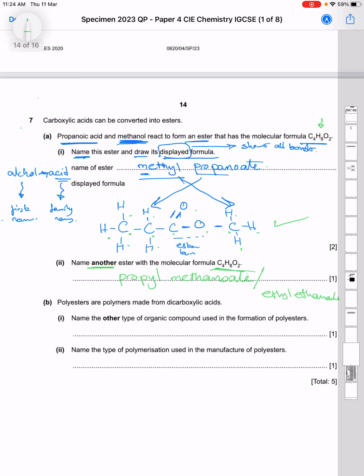Now let's do the last question. Polyesters are polymers made from dicarboxylic acids. Name other type of organic compounds used in the formation of polyesters. Not only dicarboxylic acid, you need as well a diol. Name the type of polymerization used in manufacture of polyesters. The type of polymerization used in the manufacture of polyesters is condensation polymerization. We all know this. It's a condensation polymerization.